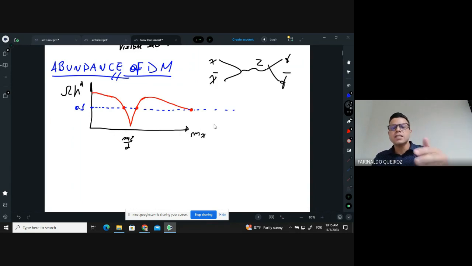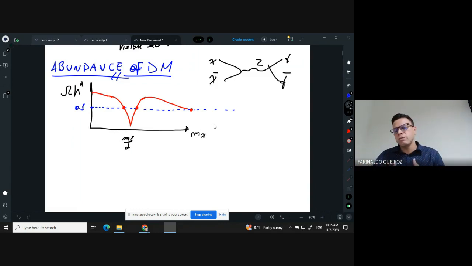As I increase sigma v, the abundance decreases, because in the freeze-out scenario, the dark matter abundance is inversely proportional to the dark matter annihilation cross-section, or the thermal actually, right? But let's call it the annihilation cross-section. So as I increase the mass, the abundance decreases. As I decrease the mass, at some point the abundance is very, very large, because I don't have many channels accessible to me. So I cannot annihilate much.